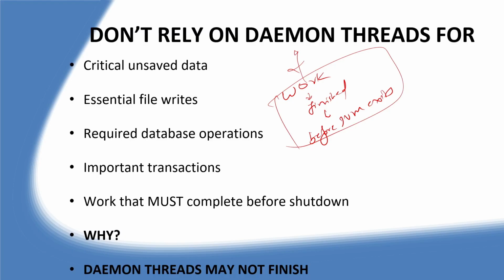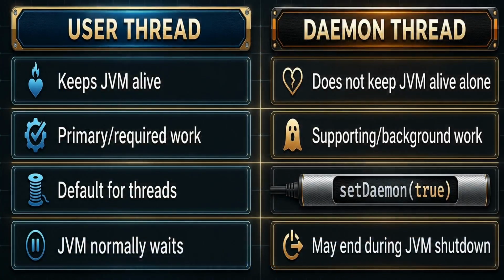Now we will see the difference between user threads and daemon threads. A user thread keeps the JVM alive, and a daemon thread does not keep the JVM alive alone. Once all user threads are terminated, the JVM will start its termination process, and when the JVM is terminated, all daemon threads will be stopped immediately. A user thread is mainly used for critical, primarily required work, and a daemon thread is for supporting or background kind of work.